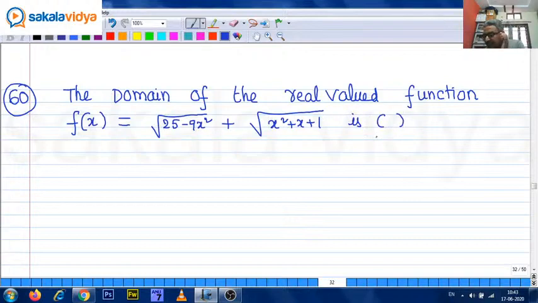Anybody? Okay, Raghuram. Tomorrow I will start areas. Take it for granted. The real valued function means the range of the function is a subset of the real number system. Right.